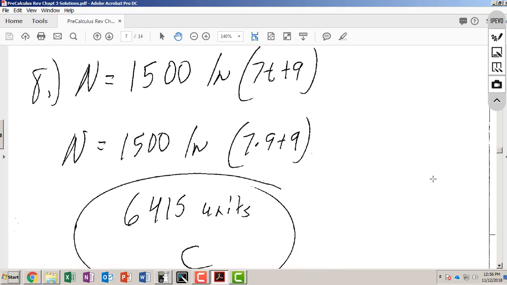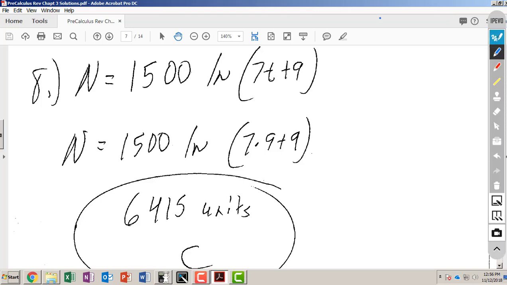On number 8, it says the number of units sold for a certain product is N equals 1,500 times the ln of 7t plus 9, where t is the number of years after the product is introduced. What are the expected sales 9 years after the product is introduced? So with this problem, you're going to notice that your t is equal to 9. So go ahead and substitute in 9 in place of t.